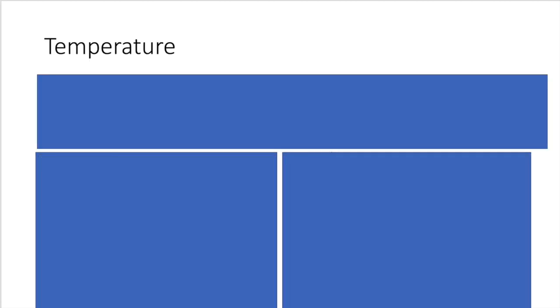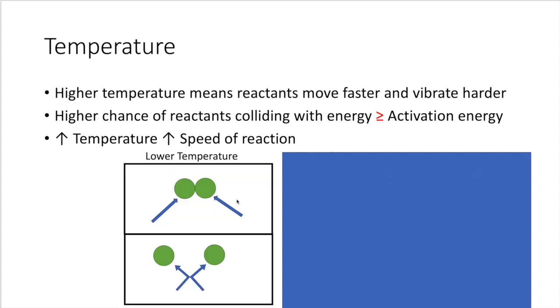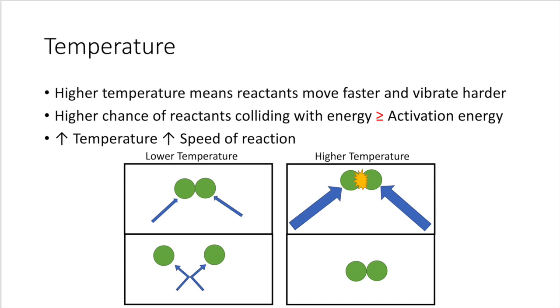And lastly will be temperature. If you increase the temperature of the system, it will give energy to the reactant particles. They move at higher speeds with more force. So as they bump around each other, the probability of having an effective collision is definitely increased. So increasing temperature will increase the rate of reaction.